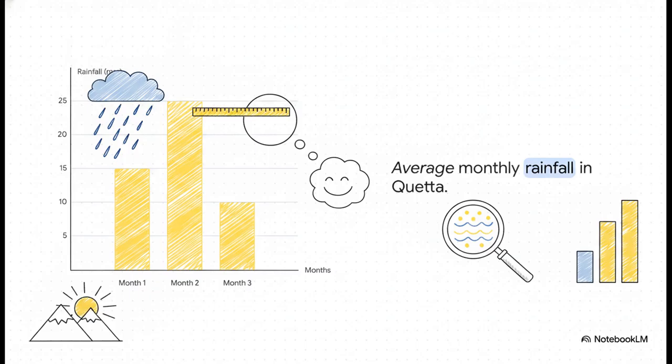You can just take a ruler, place it at the top of a column, look across to the vertical scale on the side, and instantly find out the average rainfall in millimeters. You can also easily spot the wet season just by seeing which bars are the tallest.